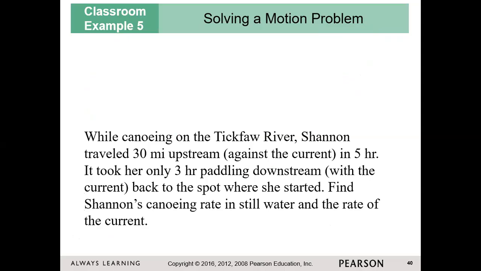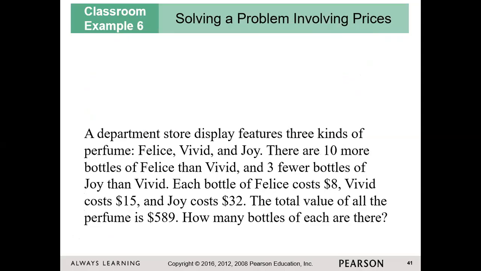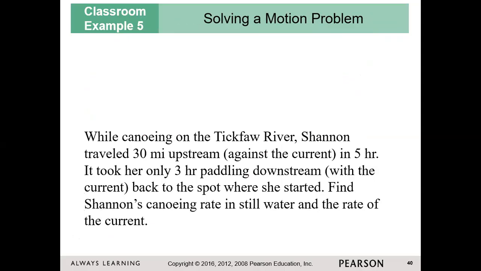Okay, so while canoeing, and I think this will be the second to last one, and then we'll go from there. While canoeing on the Tickfall River, Shannon traveled 30 miles upstream against the current, so again, that's slowing her down, in 5 hours, and it only took her 3 hours paddling downstream with the current back to the spot where she started. Find Shannon's canoeing rate in still water and the rate of the current.